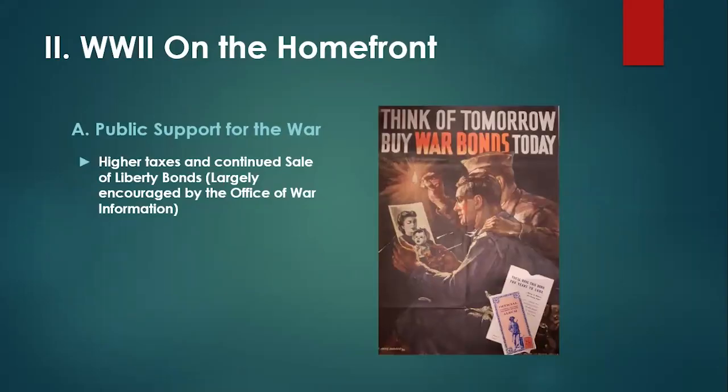The war was also funded through higher taxes as well as continued sale of Liberty bonds. Remember, Liberty bonds were those certificates that could be purchased by Americans during the war and then cashed in at some point after the war. They'd get paid back with interest. But in the meantime, the money they were using to purchase those bonds was being used to fund the war. Again, like we saw with the CPI, the Office of War Information was extensively using propaganda to encourage people to purchase these Liberty bonds as well.